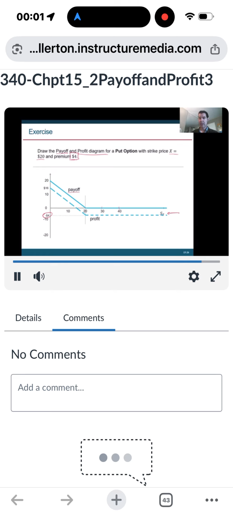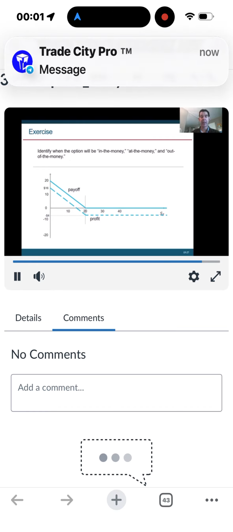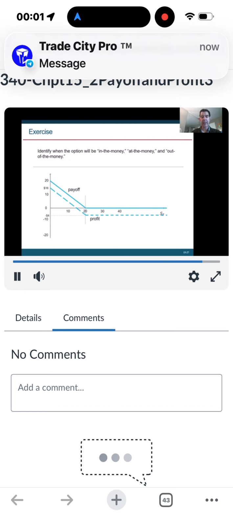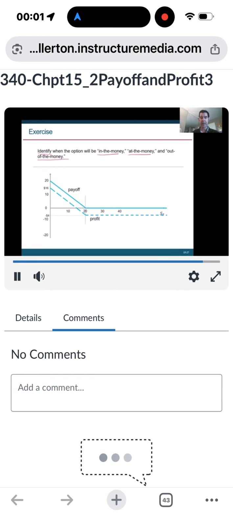Okay, good. Here's another question related to that. This brings us back to the moneyness. Let's see on this diagram if you can identify when the option would be in the money, at the money, or out of the money. So go ahead and look at that. I'm going to reveal the answer here.